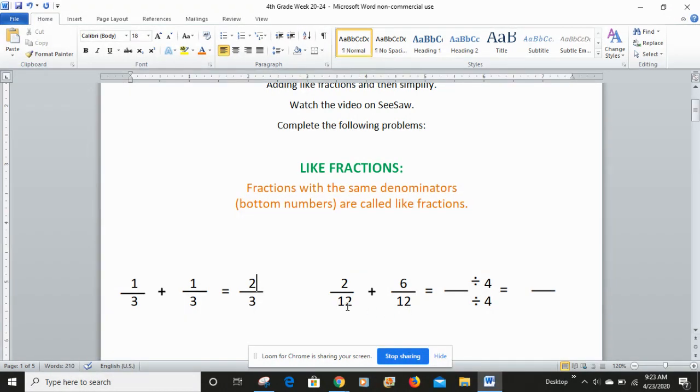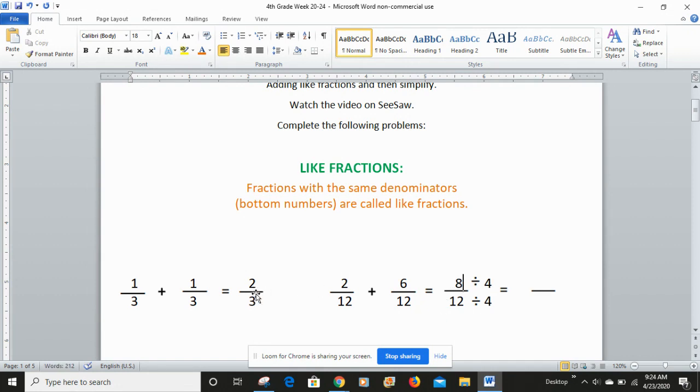When I look at this next addition equation, I see that I have 12 as my denominator. So I'm going to put that in there. And then I add my top numbers, the numerators. 2 plus 6 equals 8.